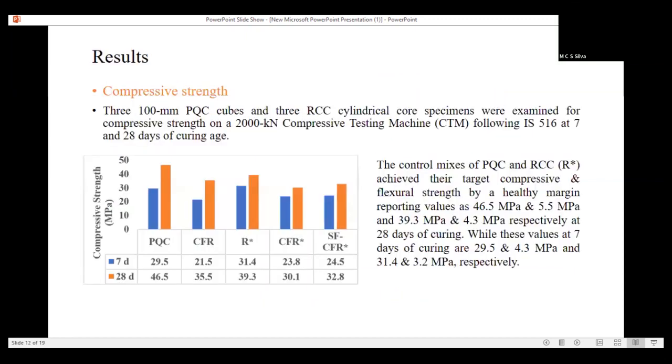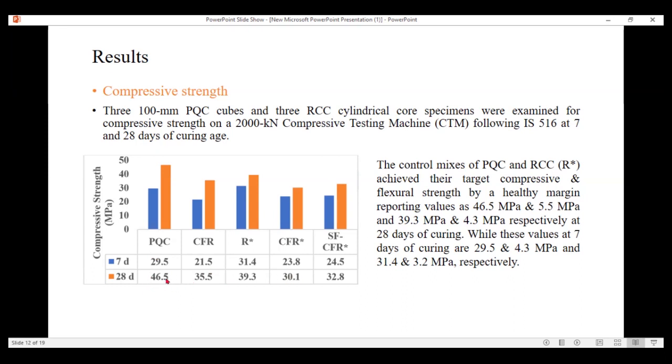Results and discussion. These are the results. For compressive strength, I used cubes for normal PQC, and RCC was cast in 300 by 500 mm slabs, from which I extracted core samples and performed tests at 7 days and 28 days as per IS 516. These are the compressive strength values for 28 days and 7 days.